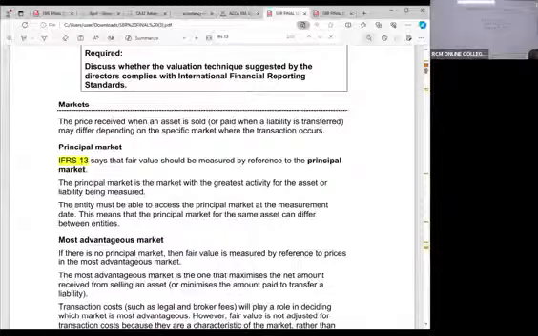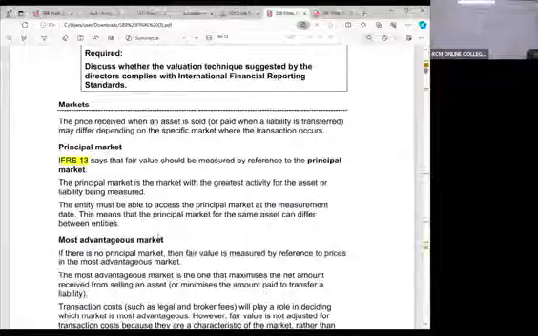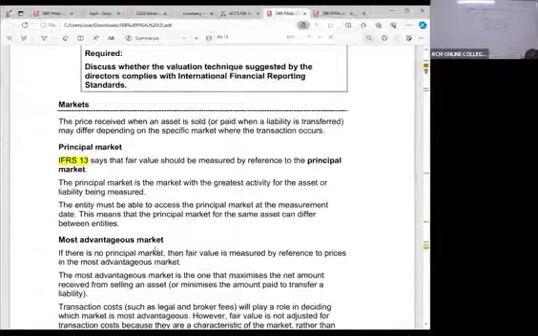And then we have the most advantageous market, where you're going to get the biggest benefit, where your net selling price will be highest. If there is no principal market, then fair value is measured by reference to prices in the most advantageous market. The most advantageous market is the one that maximizes the net selling amount. All right. And then now there is a disclaimer.